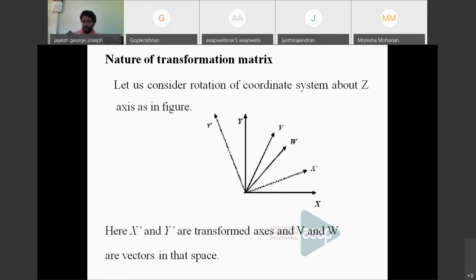And in the case of active rotation, the vector itself is rotating. For example, here is the coordinate system, and there is a vector like this. If the coordinate system is rotating, the vector remains unchanged. That is the passive rotation, or the rotation of axis. And if the vector itself is rotating, that is the active rotation. That is the thing.